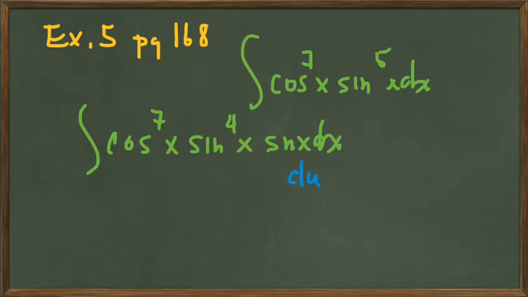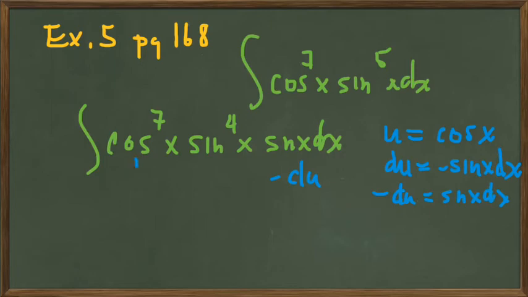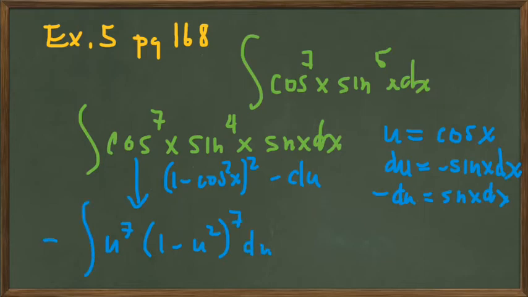dx is going to be the du, or actually the minus du, because u is going to be cosine x, so its du is minus sine x, and minus du is sine x dx, and so we immediately get that cosine to the 7th is u to the 7th. It's a little bit more work to get sine to the 4th. We have to write sine to the 4th as 1 minus cosine squared x, squared, which gives us, when we convert to u, 1 minus u squared, squared du, bring the minus sign out front, and so it's still just integrating powers of u.